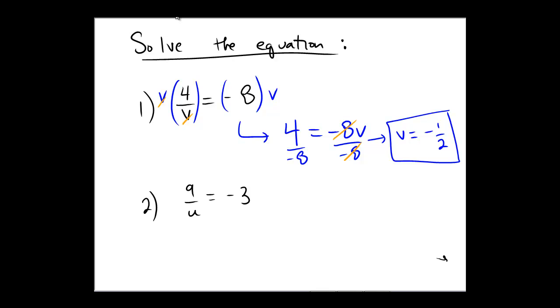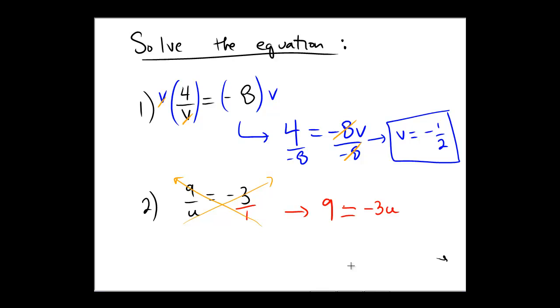In the second example, let me do a different technique. Do what's called a cross multiplication technique, or a proportion technique, because you can view this as a ratio on the left of 9 over u and a ratio on the right of negative 3 over 1. The cross multiplication technique would be to multiply like this and multiply like that and see what you get. So 1 times 9 is 9, and u times negative 3 is negative 3u.